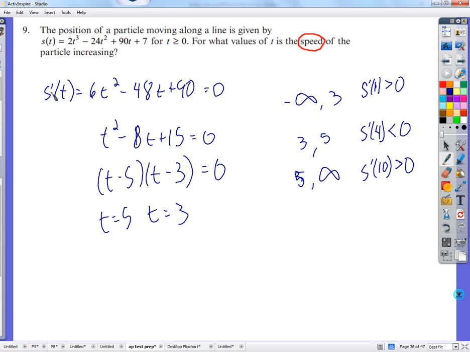We take the derivative of the position, we get how fast the position is changing: velocity. Whenever we take the derivative, we're getting the rate of change. So if I take the derivative of the velocity, the rate of change of the rate of change, that's what acceleration is. So we take the second derivative.